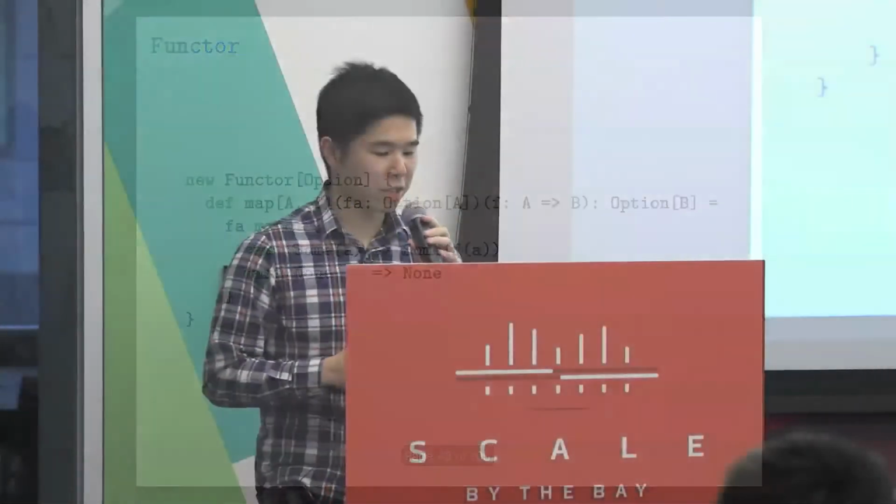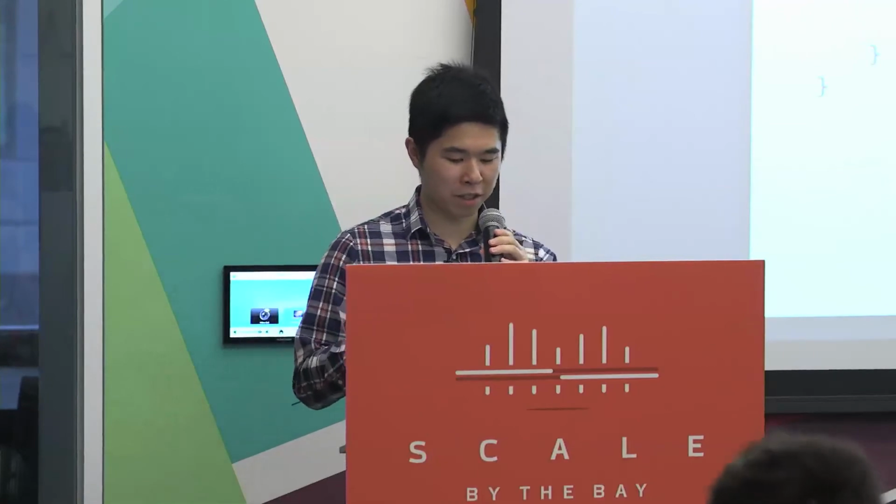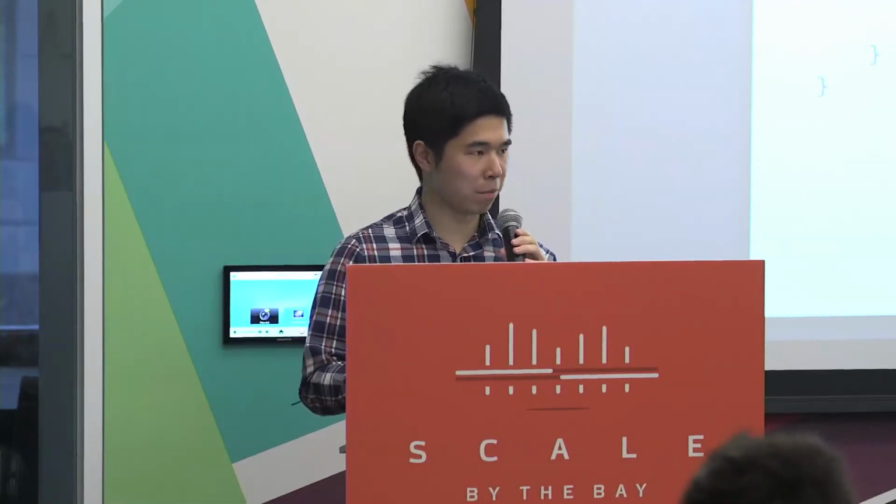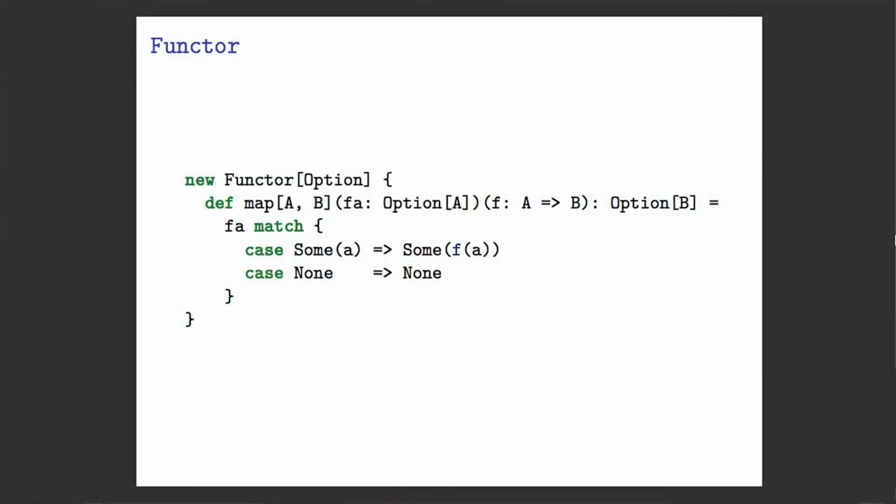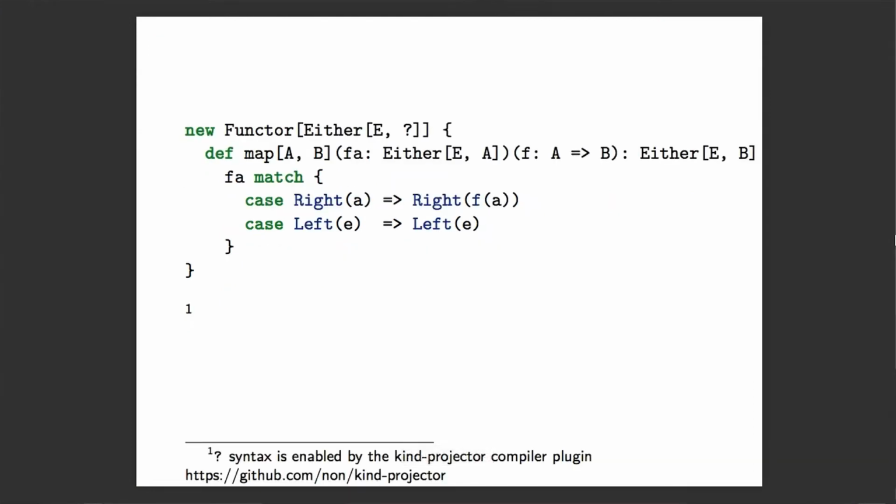So here's an example implementation for option. For option, we're going to pattern match. If it's a some, apply the function, rewrap it in a some. If it's a none, we have nothing to do, so we plumb it through. Similar case for either, where if we have a right, then we can do what we want. If we have a left, we plumb that through. And then similar thing for state.